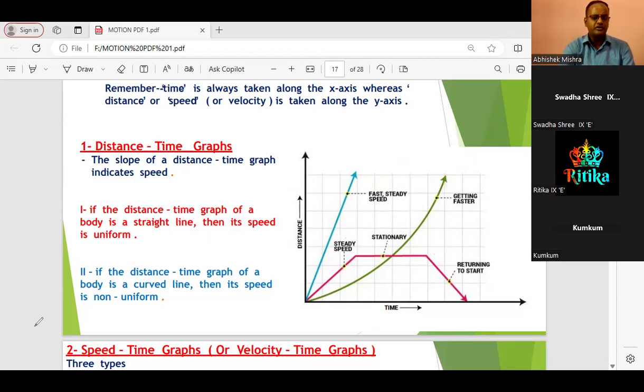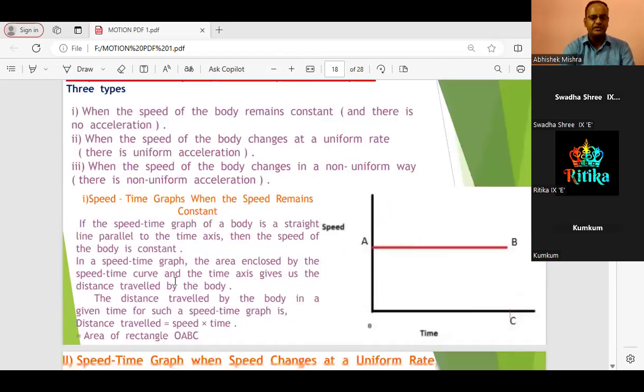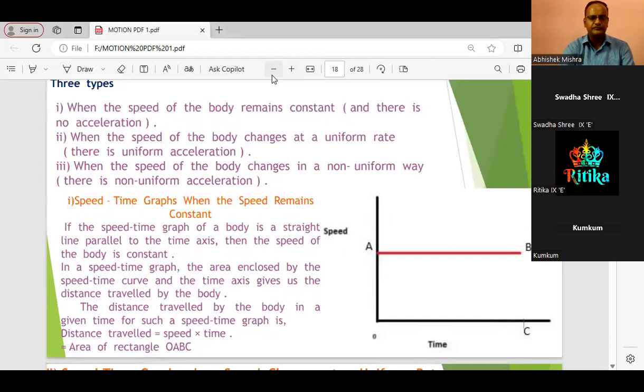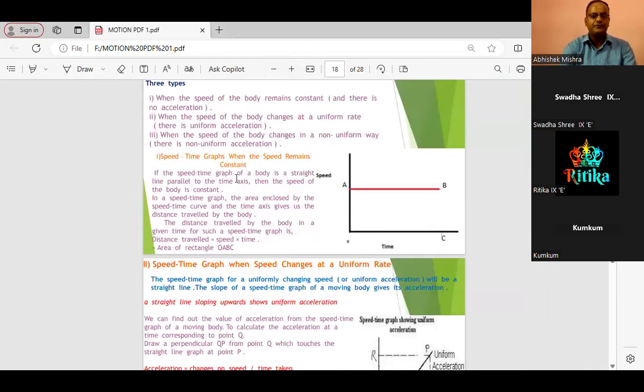Now let us come, students, to the next type of graph, that is the velocity time graph. Condition one: when the speed remains constant, students, you must remember the nature of the graph, because questions will be asked from here. When the speed remains constant, it is a straight line parallel to the x-axis, to the time axis.